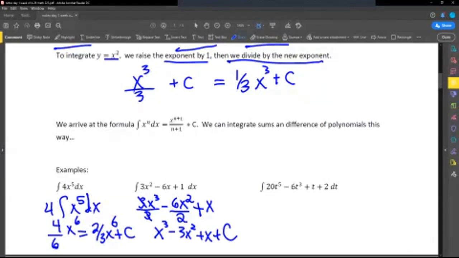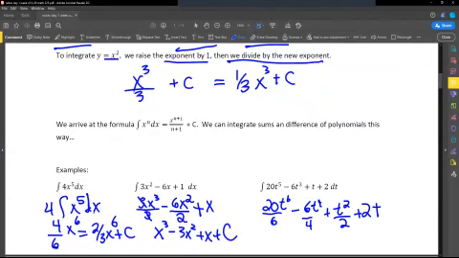Okay. So this next one, same thing, the integral of t to the 5th is t to the 6th over 6. The integral of t cubed is t to the 4th over 4. The integral of t is t squared over 2. And the integral of 2 is 2t.